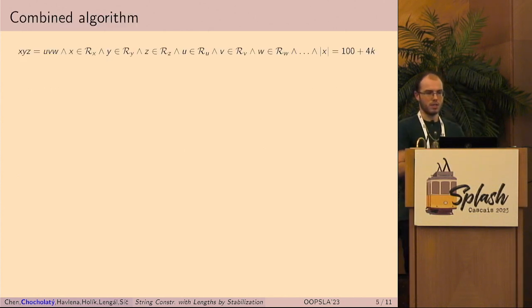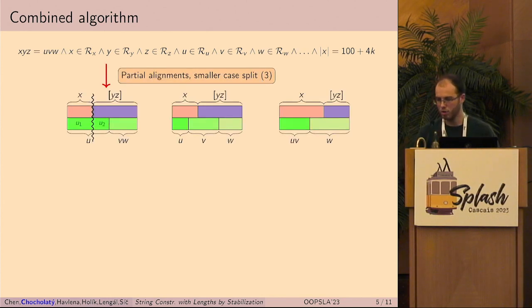If we combine this algorithm, we want to use stabilization, which is fast, for all of the parts in the formula which only talk about regular constraints and equations, but not about lengths. If we have lengths, we have to use the align and split method. Therefore, we do only a partial equation alignment.